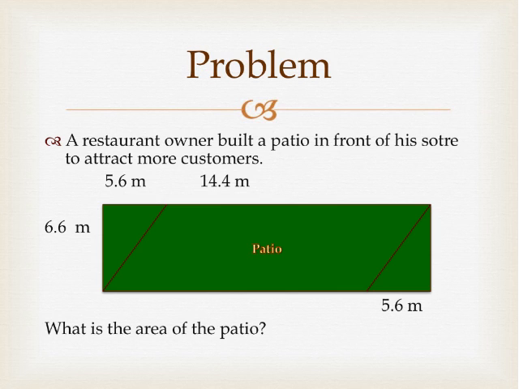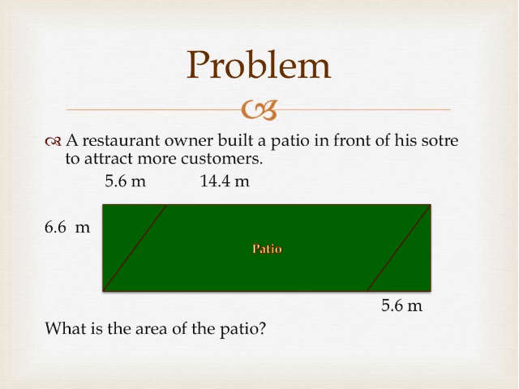So I'm going to give you a typical kind of thing that you might see giving you a question for figuring out the area of a parallelogram. So a restaurant owner built a patio in front of his store to attract more customers. All right, so the patio is the area between the parallel lines. So we need to figure out what the area of the patio is.